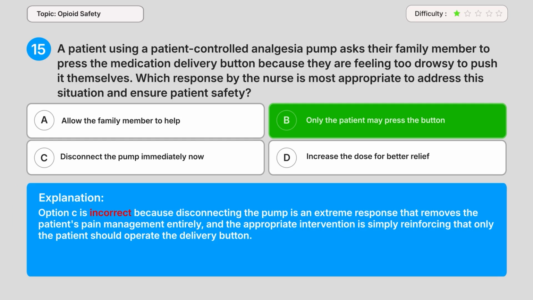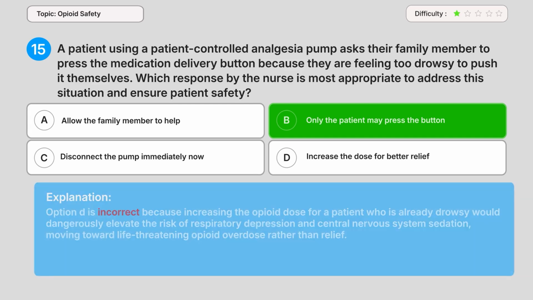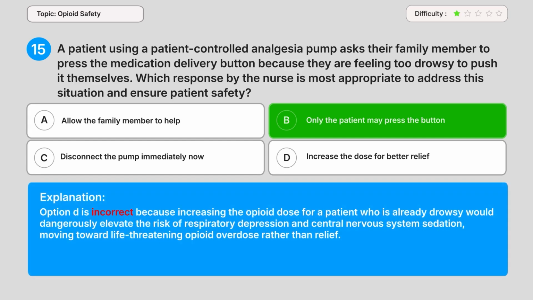Option C is incorrect because disconnecting the pump is an extreme response that removes the patient's pain management entirely, and the appropriate intervention is simply reinforcing that only the patient should operate the delivery button. Option D is incorrect because increasing the opioid dose for a patient who is already drowsy would dangerously elevate the risk of respiratory depression and central nervous system sedation, moving toward life-threatening opioid overdose rather than relief.